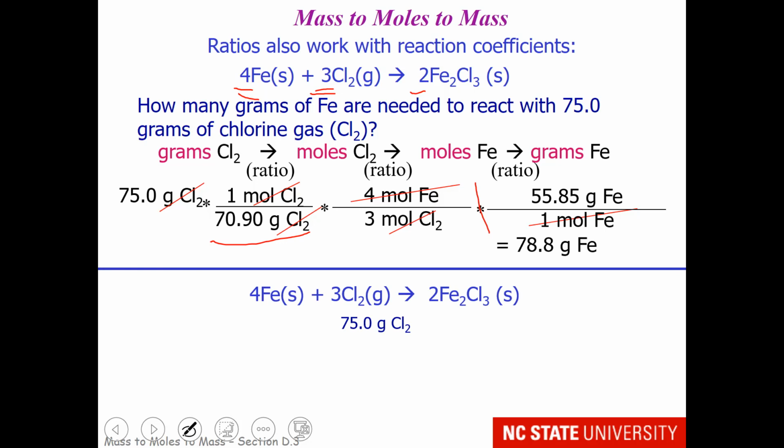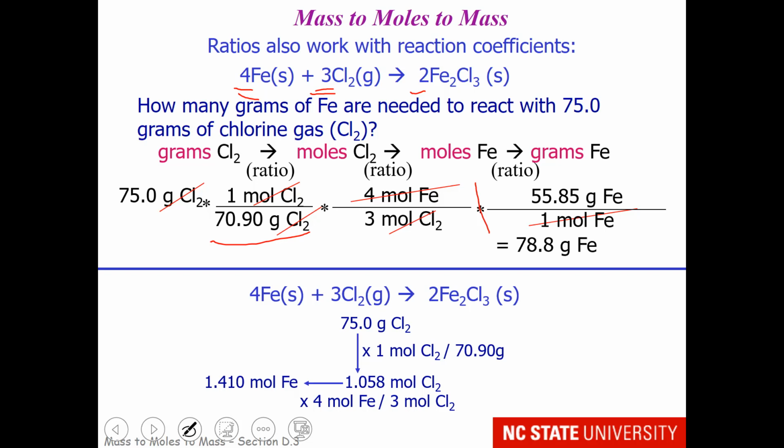Now, many students are used to doing this stepwise. My only caution for doing that is make sure that you carry quite a few significant figures with your calculation to make sure you don't get errors from early rounding. So if you are more comfortable taking 75 grams of chlorine and first dividing it by the molecular weight to get the moles of chlorine, and then multiplying it by the stoichiometric ratio to get the moles of iron, and finally multiplying by the molecular weight to get the grams of iron, that's fine. Do it the way that works for you.